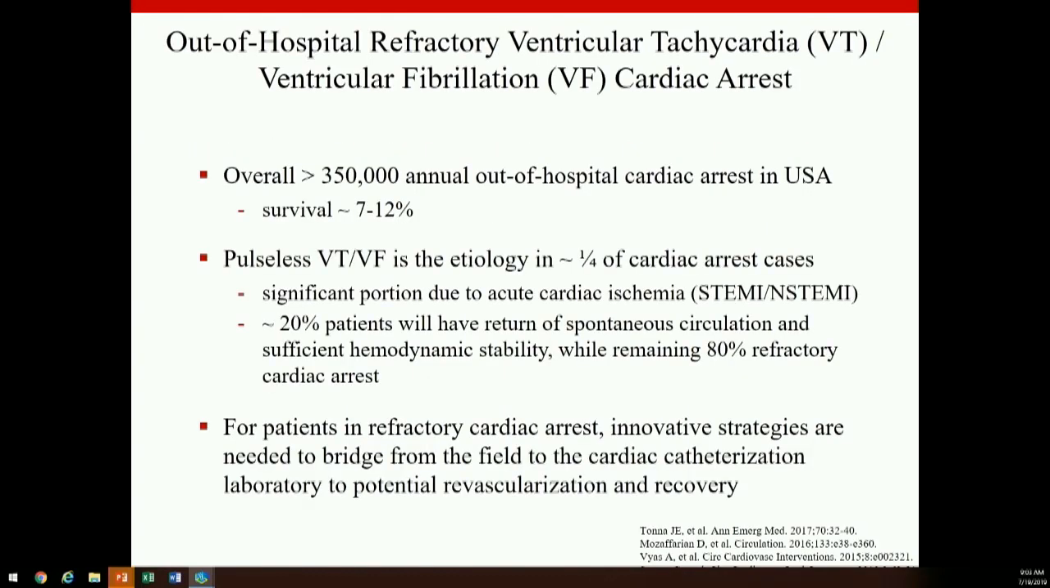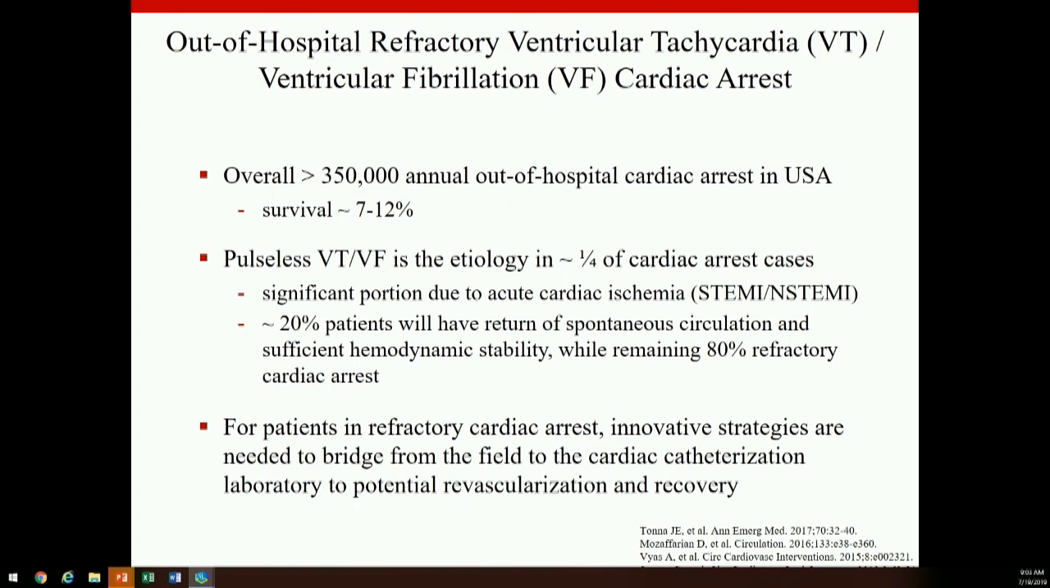There we go. So there are about 350,000 annual out-of-hospital cardiac arrests in the States. The survival is about 10%. Pulseless VT, VFib is about a quarter of these cases, and it's believed that a significant portion is due to acute cardiac ischemia. Now, 20% of these patients will achieve ROSC with ACLS, but the remaining 80% will have refractory cardiac arrest and essentially mortality.